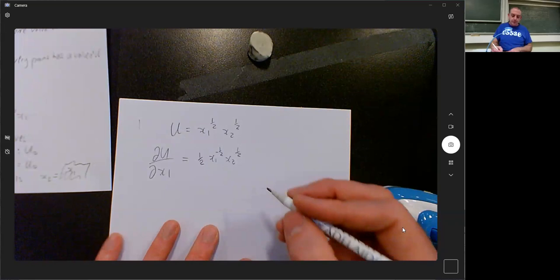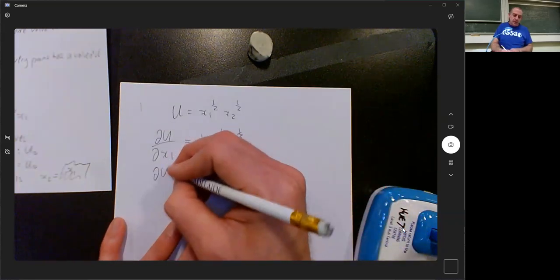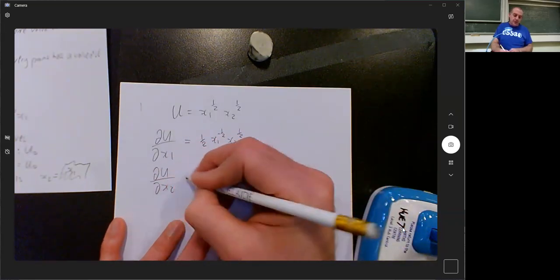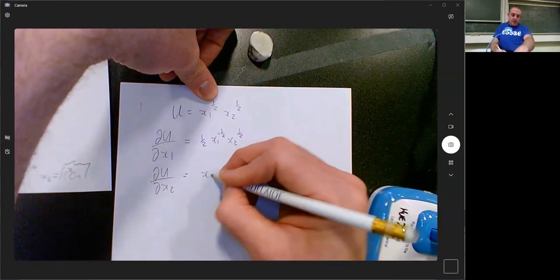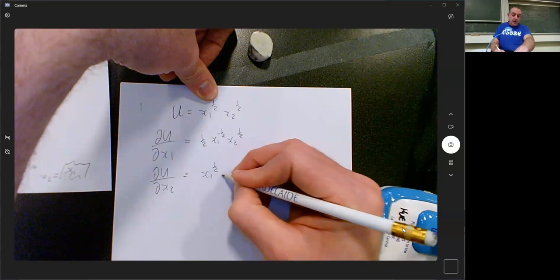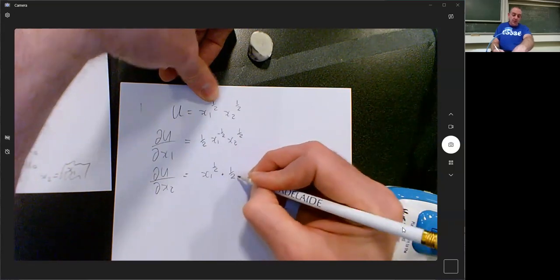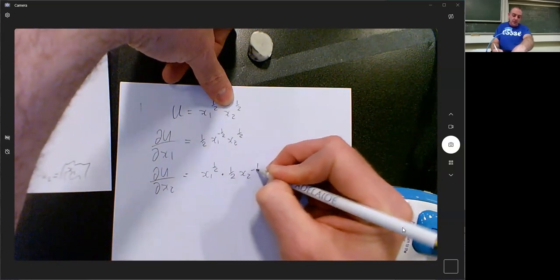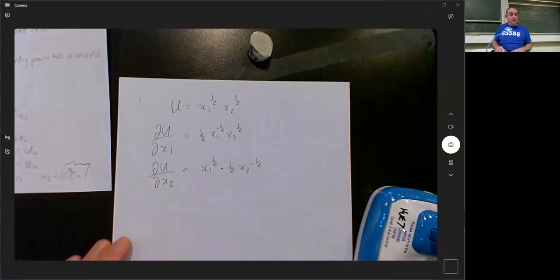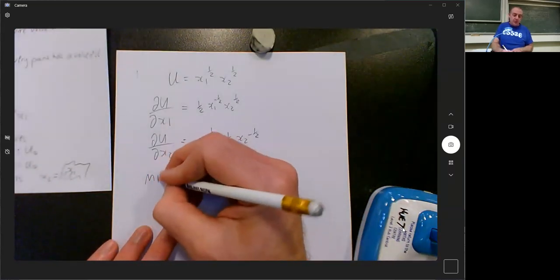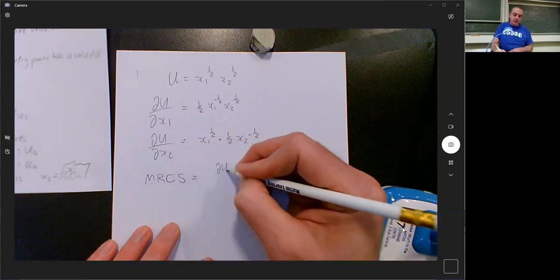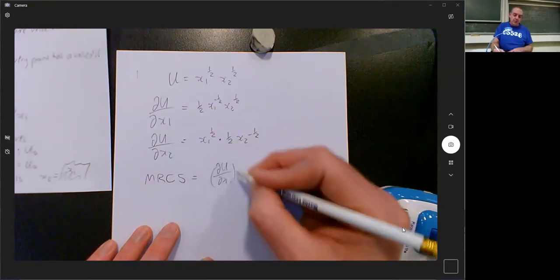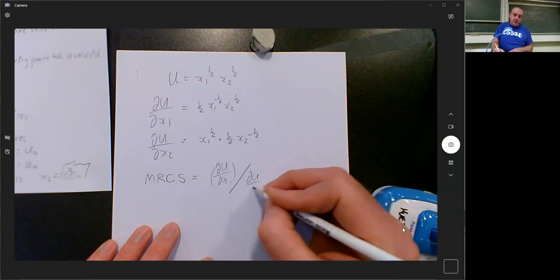Great. And then du on dx2, this time the x1 counts as a constant, and so that x1 to the half will still be there, and then I'll have to multiply by the derivative of this bit, like that. And so the marginal rate of commodity substitution is du on dx1 divided by du on dx2.